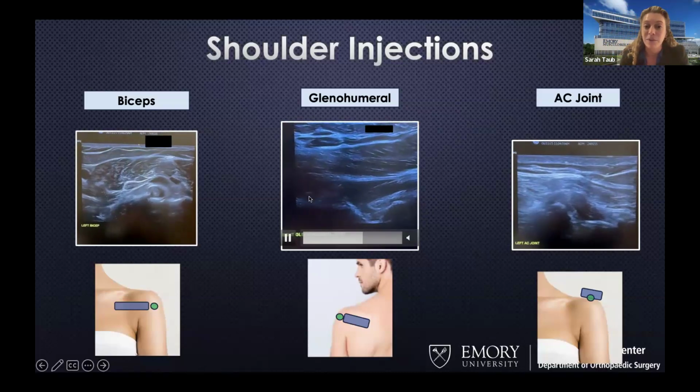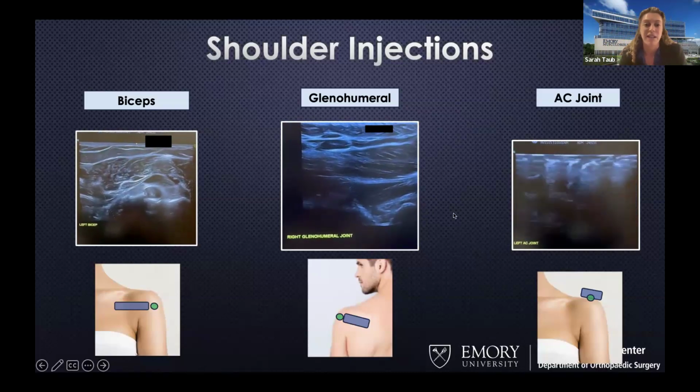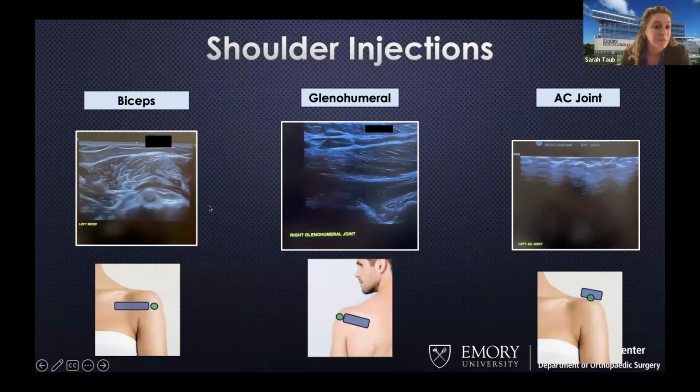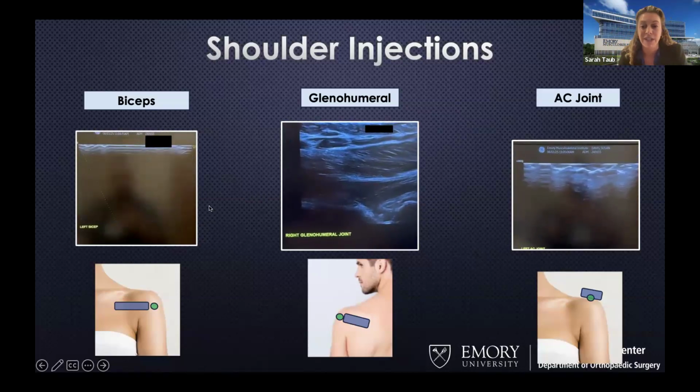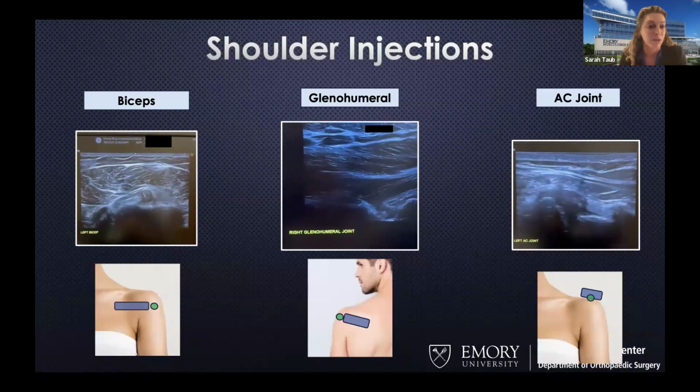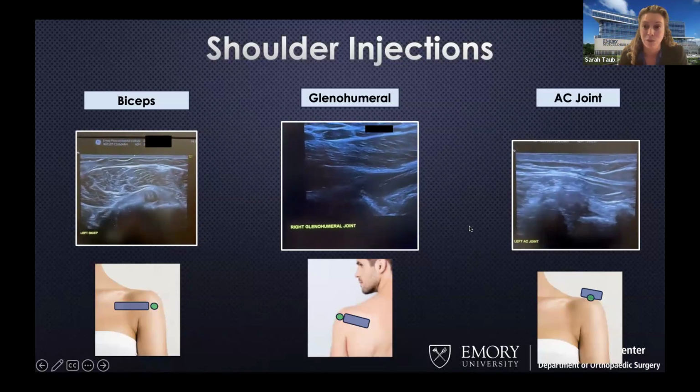So glenohumeral joint, I point out their infraspinatus. I show them how it works. The biceps too, you can move their arm, externally rotate, and see does that bicep stay in that groove, as a diagnostic tool.